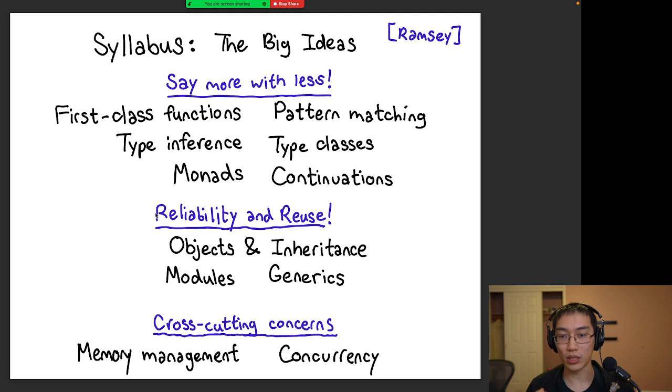Instead, the language lets you express what you want to say directly. So the Haskell portion of this class is going to be all about saying more with less.